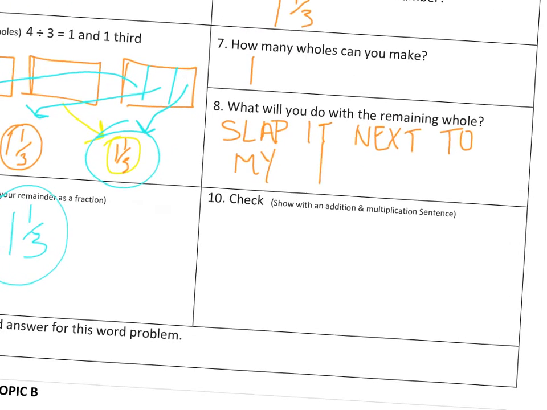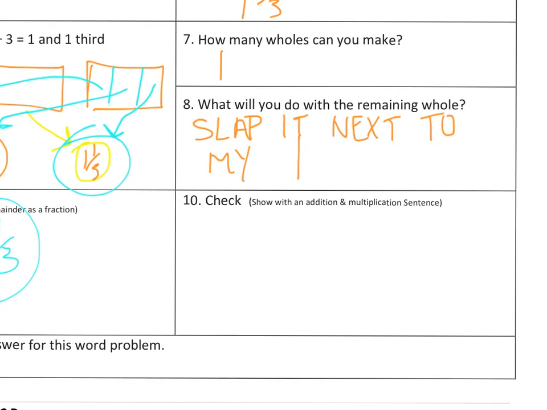Now here's how we can check our math. So I could do 1 1/3 plus 1 1/3 plus 1 1/3. And well, let's see, I've got 1 plus 1 plus 1 equals 3. And 1/3 plus 1/3 plus 1/3 equals 1. 3 plus 1, 4. Cool. Right where I wanted to end back up.